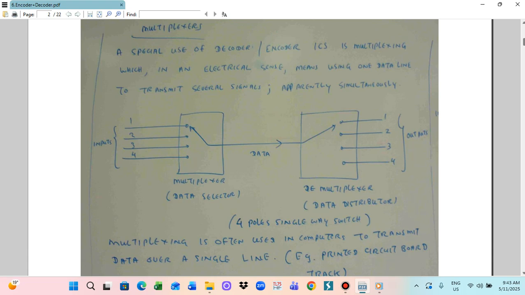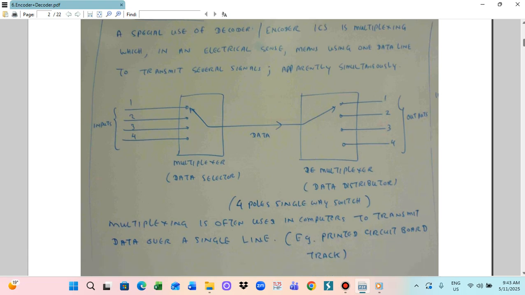So this is what we utilize. In this case, we use a 4-port single way switch. Both are 4-port single way switches. So the multiplexing is often used in the computer to transmit data over a single line. So if you want to transmit tabular data over a single line, in this case, we use the multiplexer. So this is the data splitter.